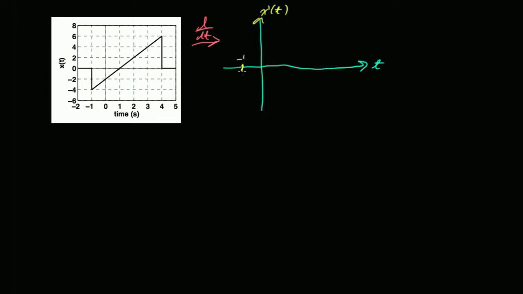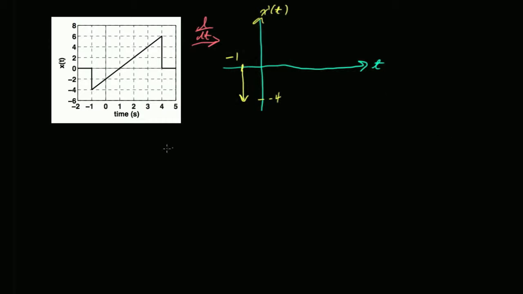You see this discontinuity? If you take the slope of that discontinuity, it's an impulse. How big of an impulse? Negative 4, because it's got to be big enough to get you down 4 units. So at t equals negative 1, I've got an impulse of area negative 4.